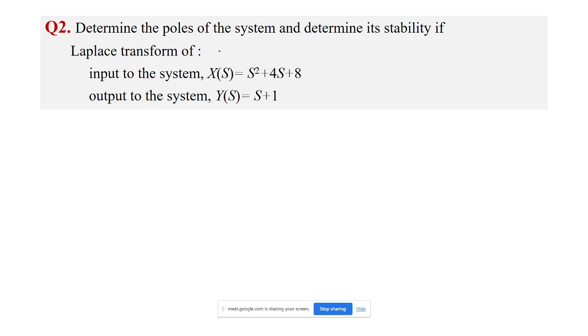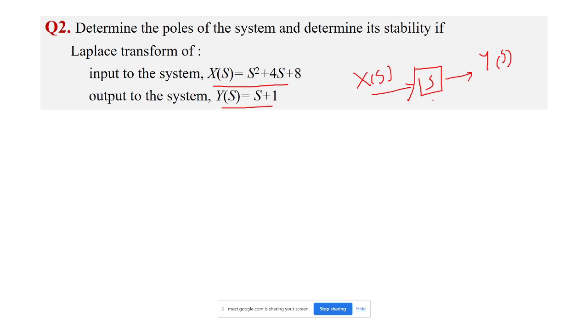It is given that the Laplace transform of the input of the system is x of s equal to s square plus 4s plus 8, and the output of the system is y of s equal to s plus 1. So the question is like we have a system, and its input is being given as x of s, and the output is y of s. And we have to find the poles of the system and its stability.